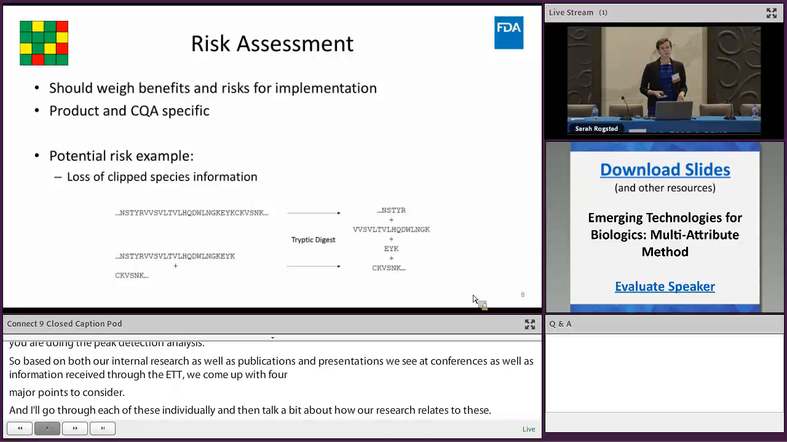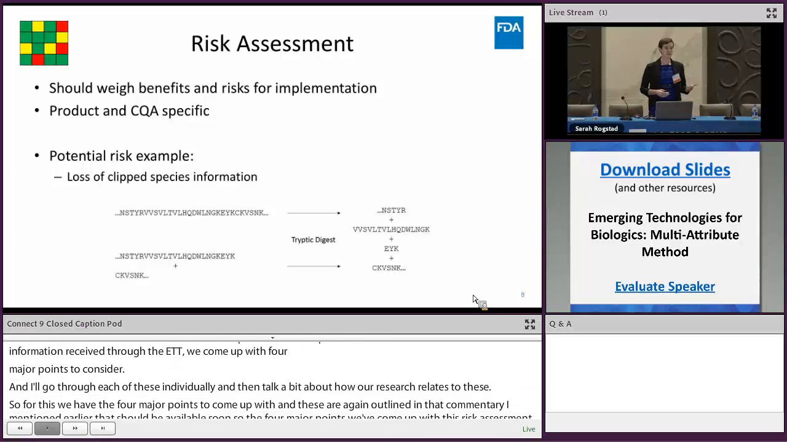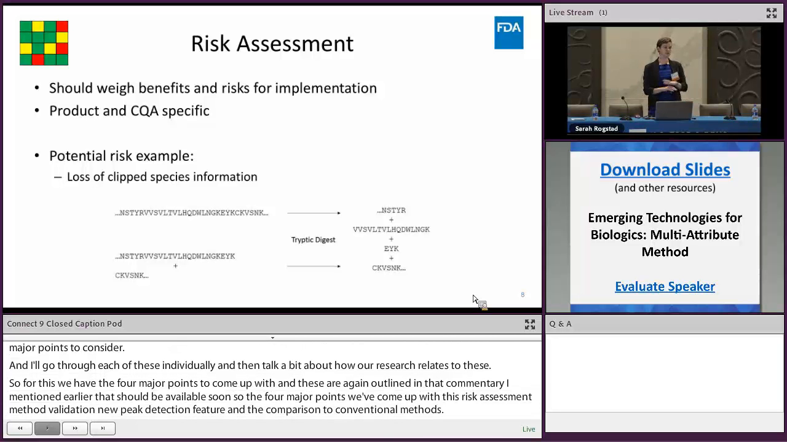So for a risk assessment, one thing that we found about MAM is that it's definitely product and CQA specific. So it's not going to apply to just absolutely everything. It's going to be very specific, and you'll want to make sure you weigh the benefits and risks for implementation of this approach. You don't want to just throw it on everything. So as I said, this is product and CQA specific. You want to really think about how this is affecting your process.